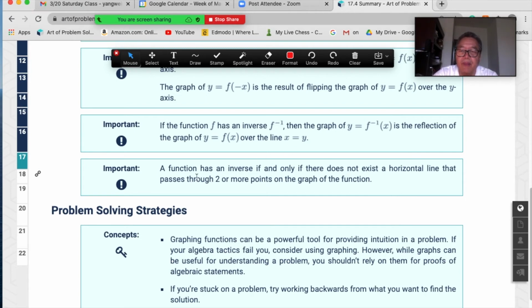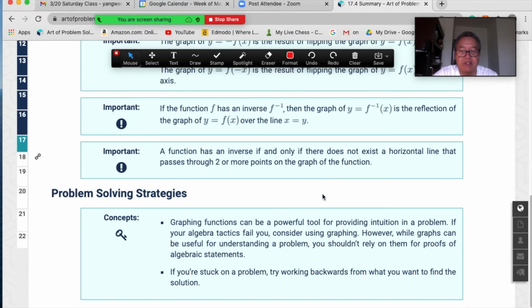A function has an inverse if and only if there does not exist a horizontal line that passes through two or more points on the graph of the function. So that means if you try to check if a function has an inverse function, you just need to draw a horizontal line and check if this line has at least two intersection points with the graph. If you have two or more, that means this function doesn't have an inverse function.